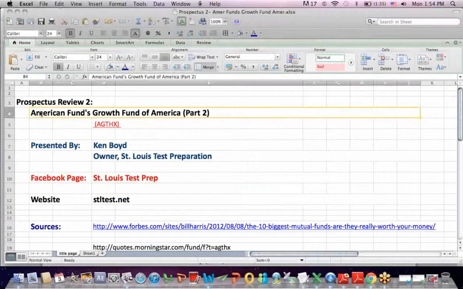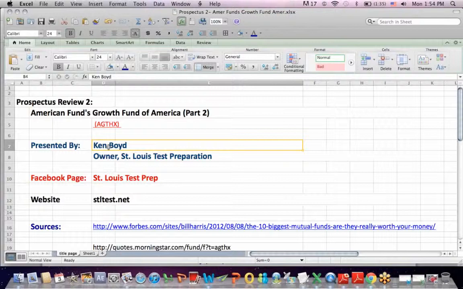Prospectus Review Number 2, American Funds, Growth Fund of America, Part 2.